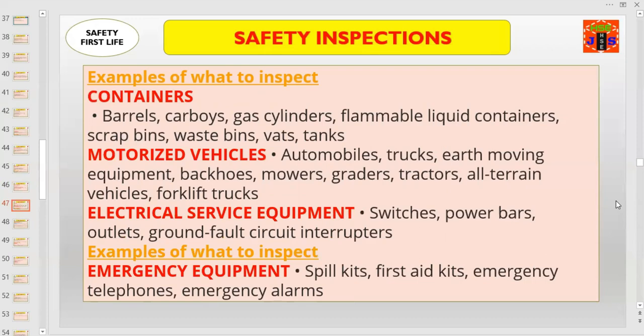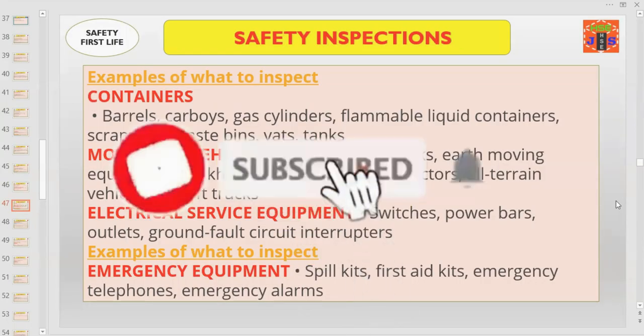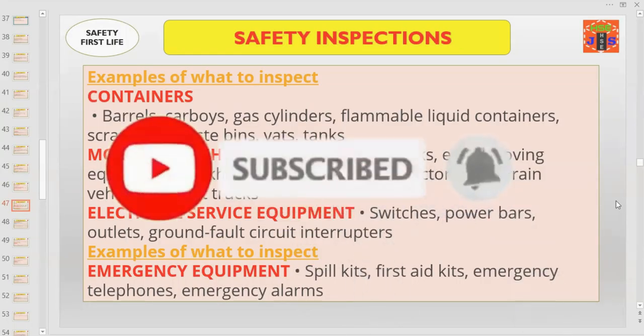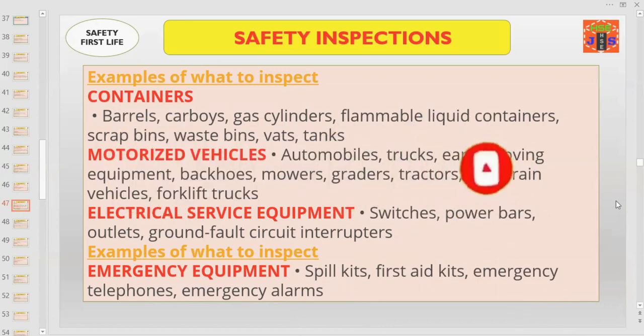There might be containers, barrels, carboys, gas cylinders, flammable liquid containers, scrap bins, waste bins, vats, and tanks. Other than the containers, there are motorized vehicles, automobiles, trucks, earth-moving equipment, backhoes, movers, forklift trucks for shifting material. There is 100% the electrical servicing equipment, switches, power bars, outlets, ground fault circuit interrupters.